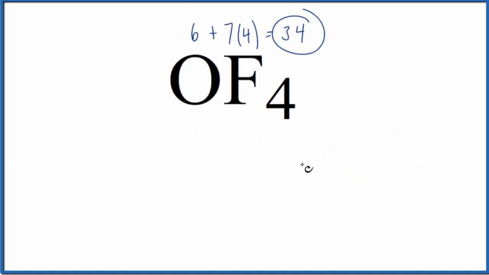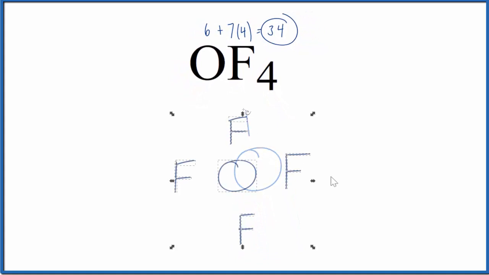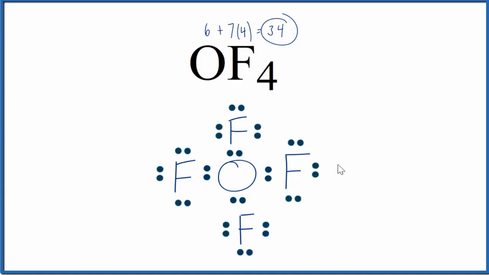We'll put the least electronegative element in the center. That's going to be the oxygen, and then we'll put 4 fluorine atoms around it. So we have 34 valence electrons. We'll put 2 between atoms to form the chemical bond. So we've used 8 valence electrons out of our 34. Oxygen has an octet. Now we'll complete the octets around the fluorine atoms.